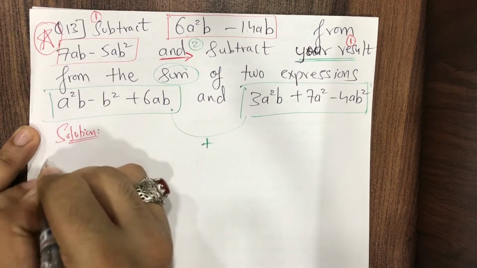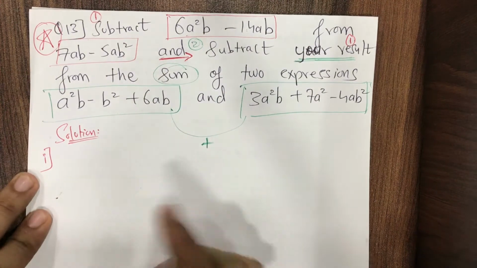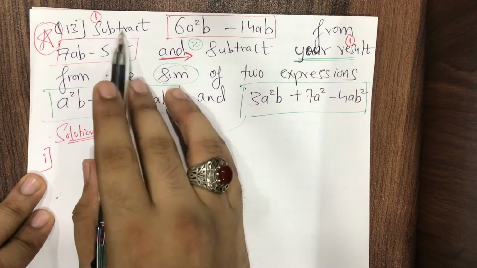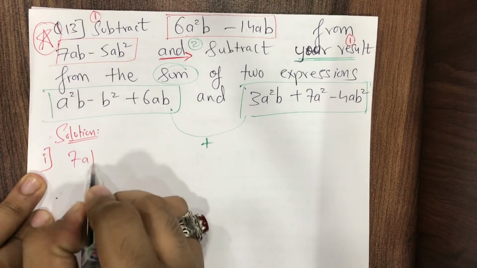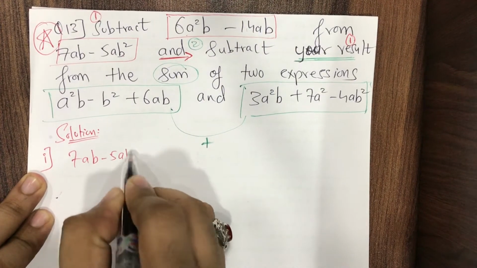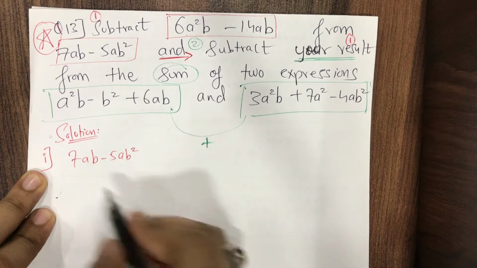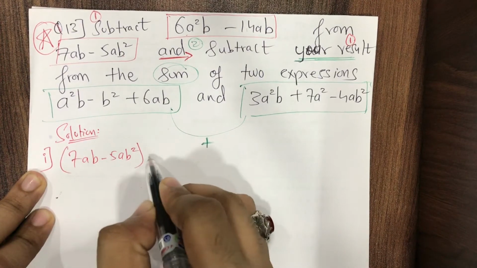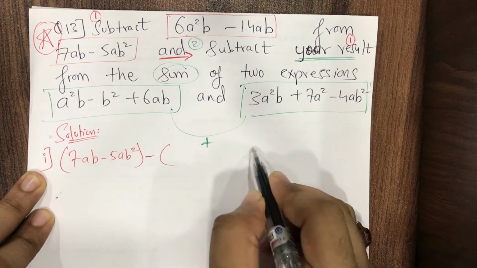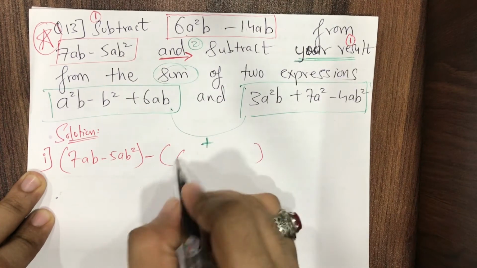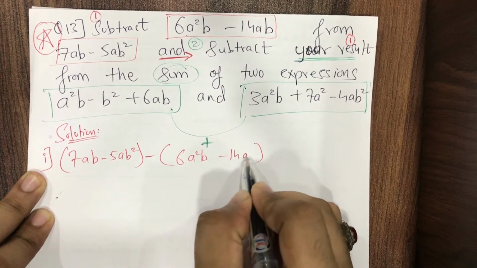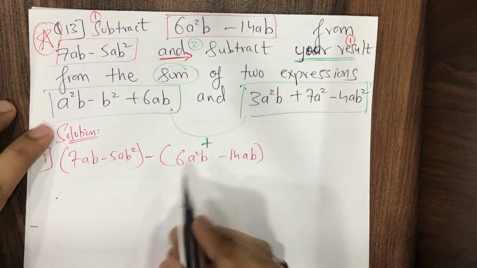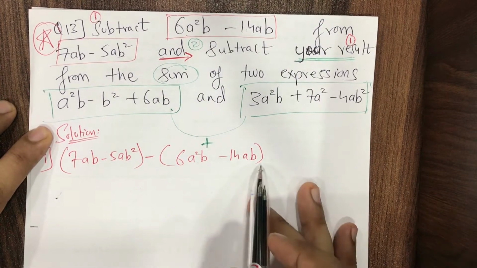I'll start with my solution of the first part. Okay, what is the first part all about? Subtract this from this. So first I will write this: 7ab minus 5ab square. From this I have to subtract what? I have to subtract this term, 6a square b minus 14ab.